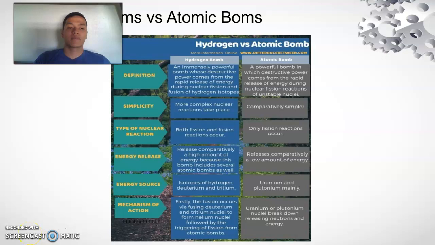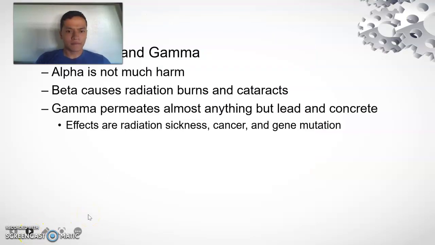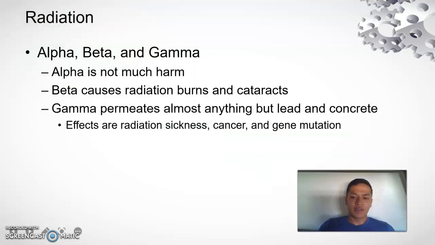Now, the radiation released by these types of nuclear weapons is alpha, beta, and gamma, and those are in order of increased destructiveness. Alpha, not so much harm, even your clothes could protect you from it. Beta causes radiation burns and cataracts. And then gamma permeates almost anything but lead and concrete. And the effects of this type of radiation are sickness, cancer, and gene mutation.